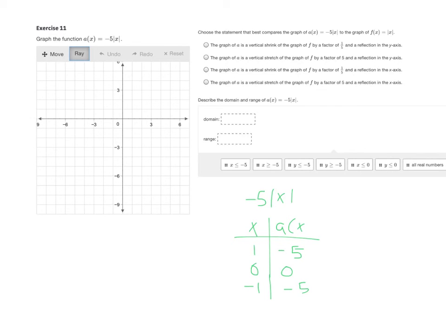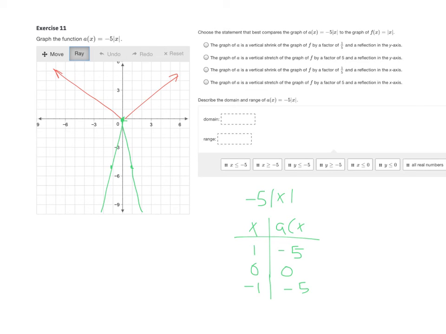So let's plot this out. Or actually, let me start by drawing what the absolute value of x would look like. Something like this. Okay. And now we'll plot our points. Positive 1, negative 5, right there. 0, 0, right there. Negative 1, negative 5. Alright, so there is our new graph.